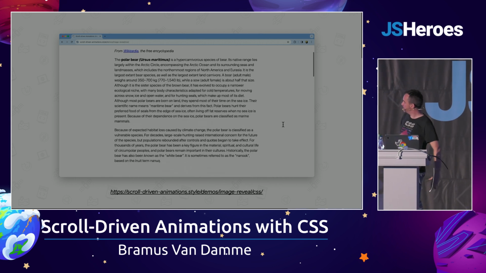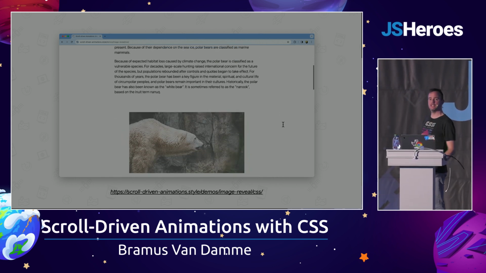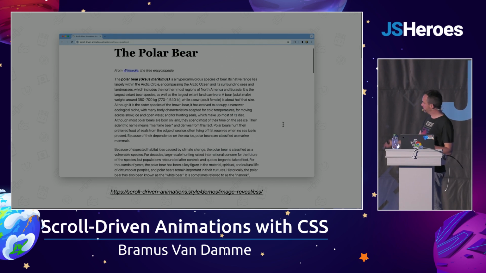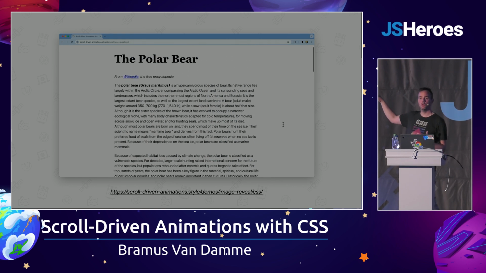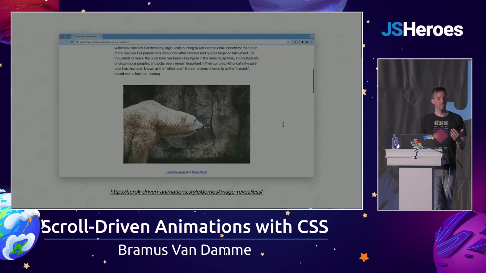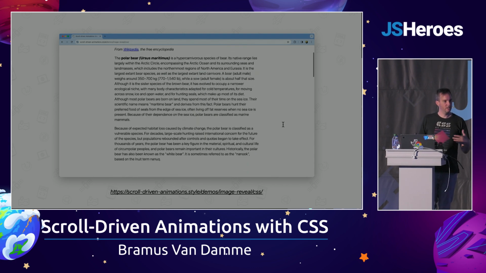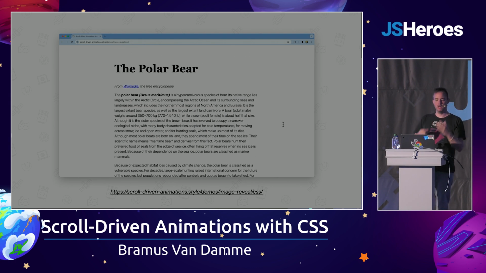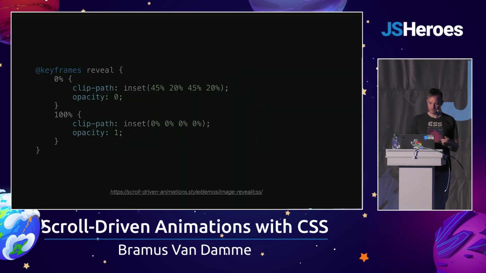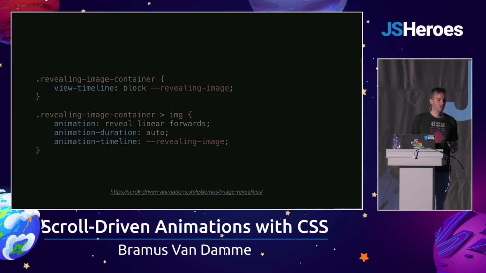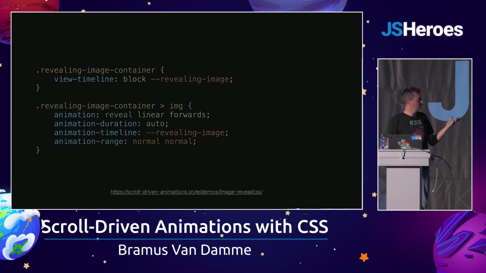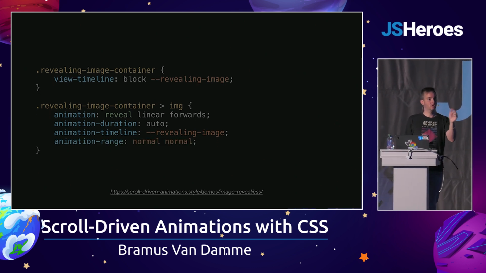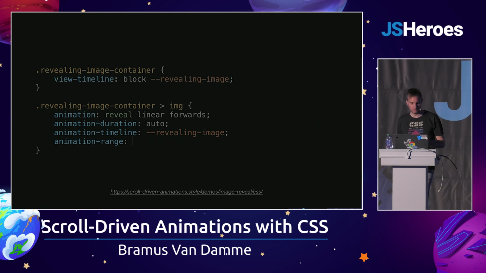Look at the image. The image is unclipping itself as it is entering the scroll port, but by the time the image is in the center of the scroll port, the animation has already finished. So it's running from the entry position to somewhere in the middle of the screen. These are our reveal keyframes, which is a basic clip file that we have going on. This is the basic setup to use the view timeline, but we now want to change the animation range to make sure that we are targeting the right positions.